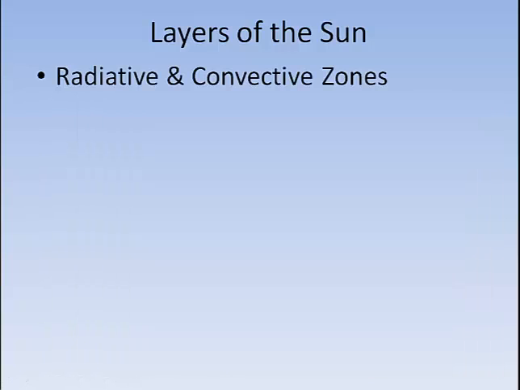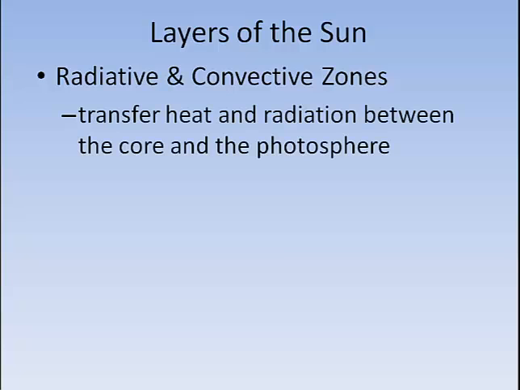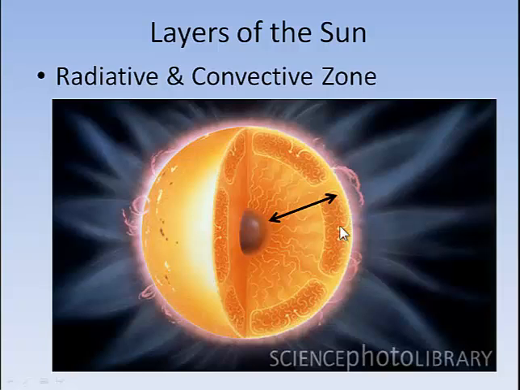The next layers we run into are what we call the radiative and convective zones. And they transfer heat and radiation between the core and the photosphere. The photosphere is the outer surface of the sun, you might say. So the radiative and convective zones just transfer the heat and energy and radiation outward to the outer layer of the sun. We're not really going to talk much more about them. You just need to know they're there and what they do. Okay, so this whole area between the core and the very surface here of the sun are the radiative and convective zones.